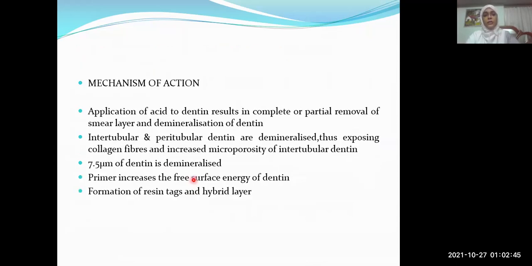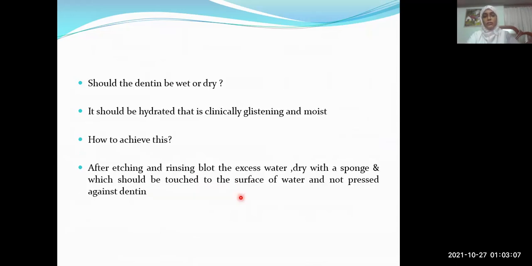The main mechanism of action is that there is complete or partial removal of the smear layer, and then there is demineralization of the dentin. Also, intertubular and peritubular dentin are demineralized. There is an increase in the surface energy of dentin once it has been primed, and then there is formation of resin tags and hybrid layer. So all this occurs when you do total etching.